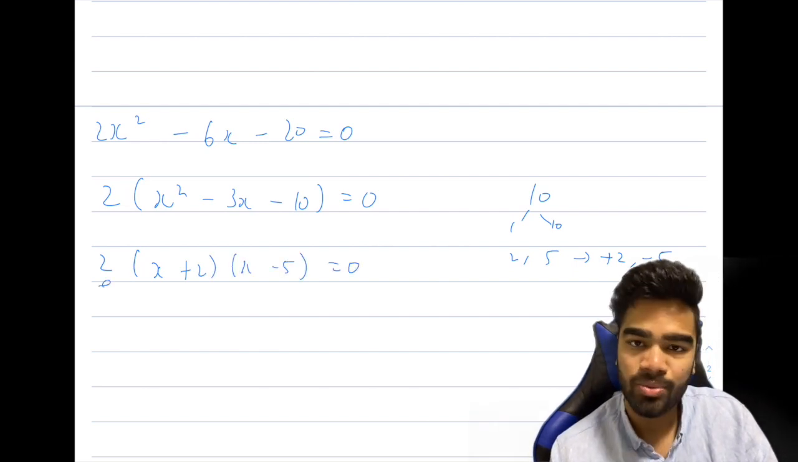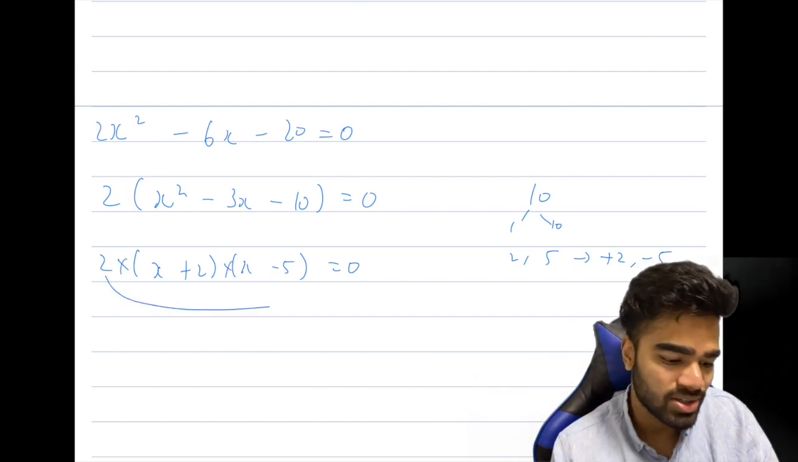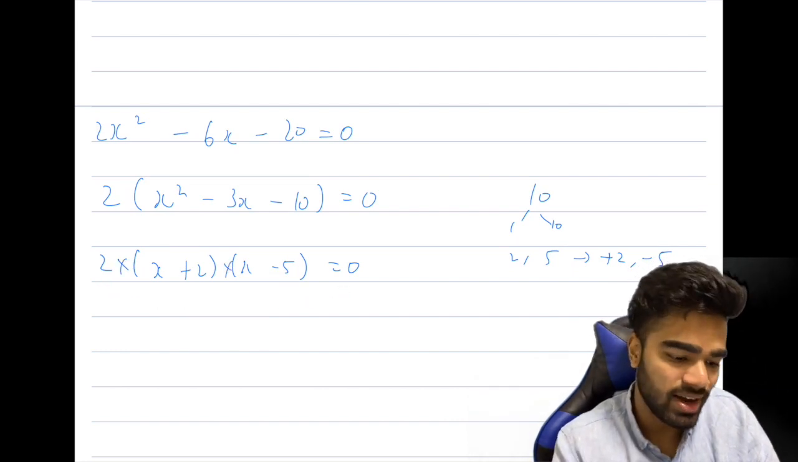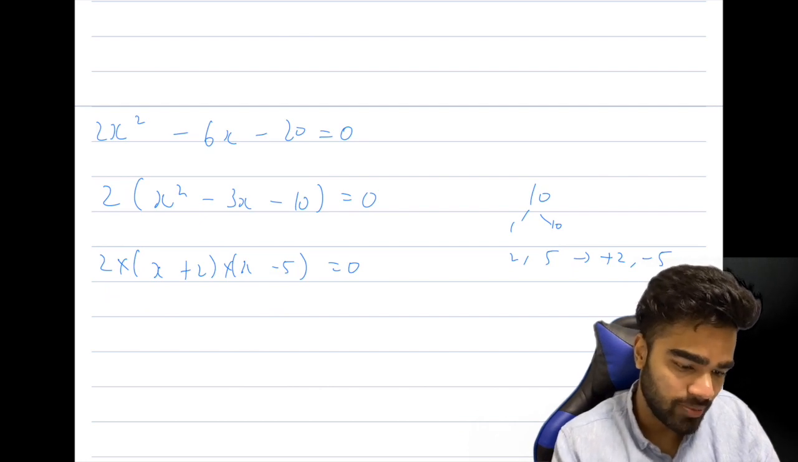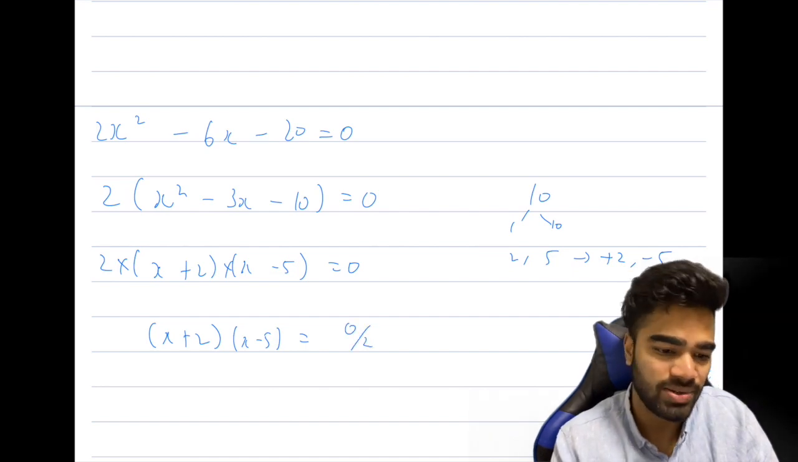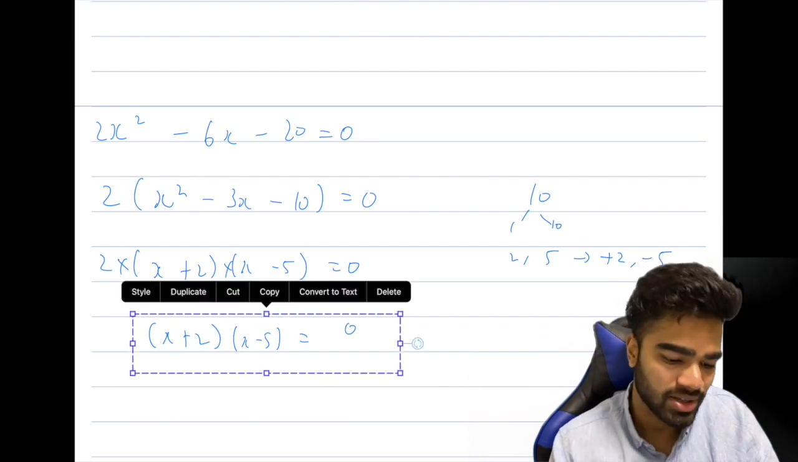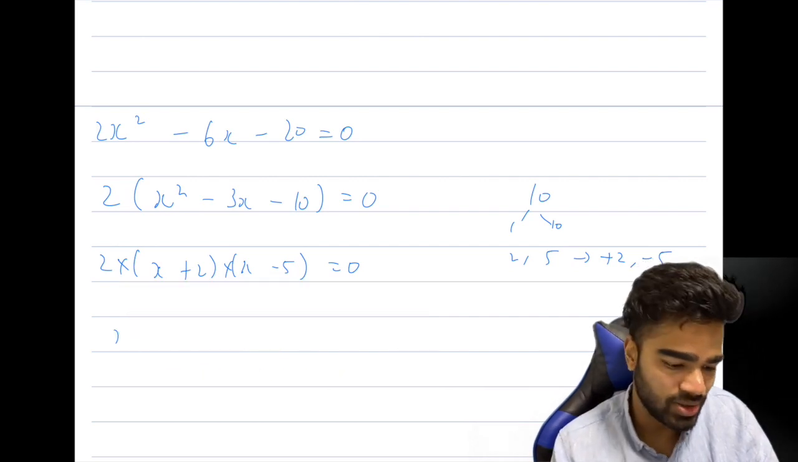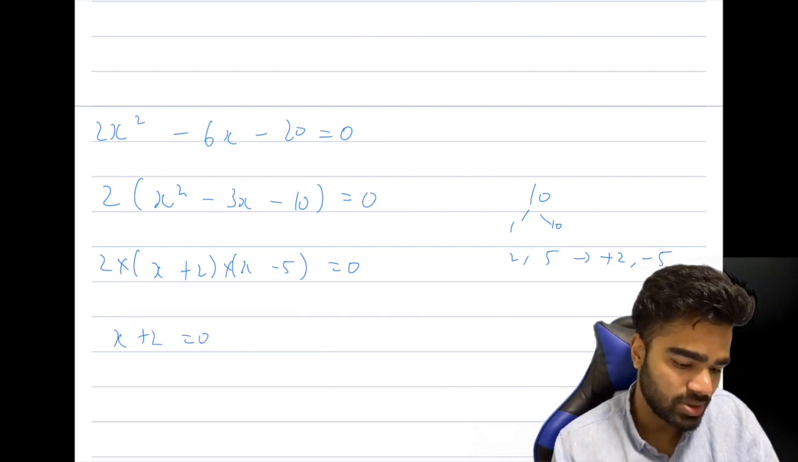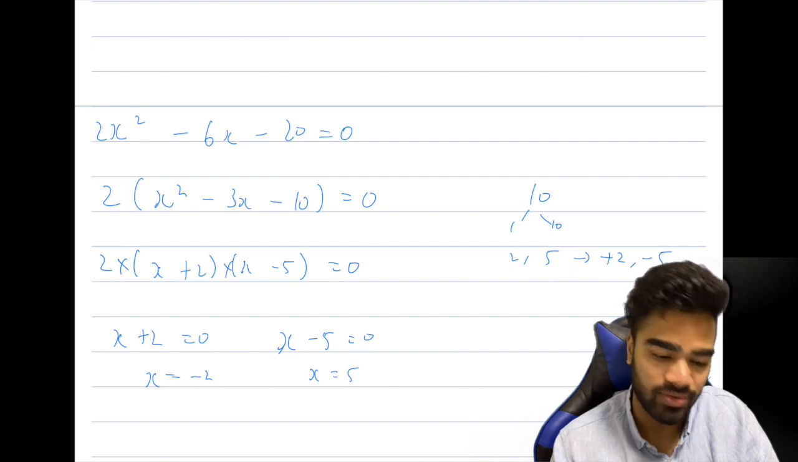Now you might be wondering, what do I do with that 2 there? Well, what's 2 doing? 2 is multiplying everything, so you can just take 2 to the other side and divide. So you're going to have x plus 2, x minus 5 is equal to 0 divided by 2. What's 0 divided by 2? Again, it's 0. So you don't have to worry about the 2 at all. If you have a question like this, don't even worry about the 2. Just take x plus 2 is equal to 0 and take the other one, x minus 5 is equal to 0. So x is negative 2, x is 5.